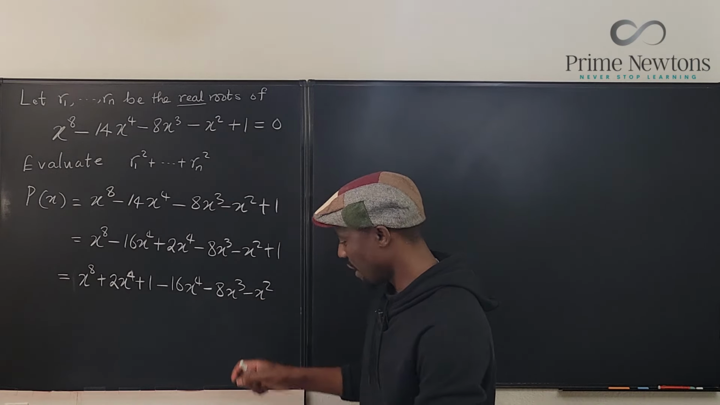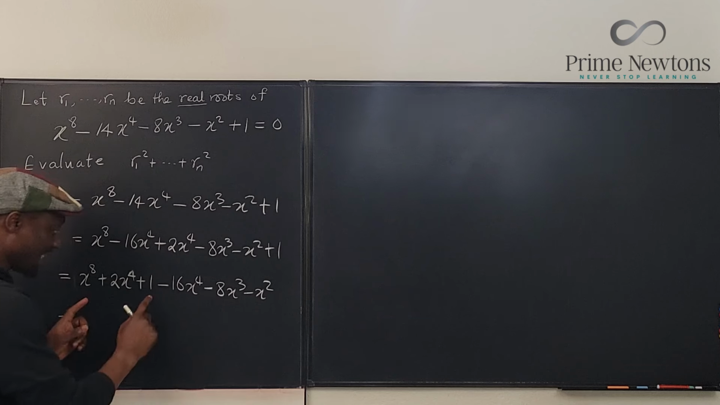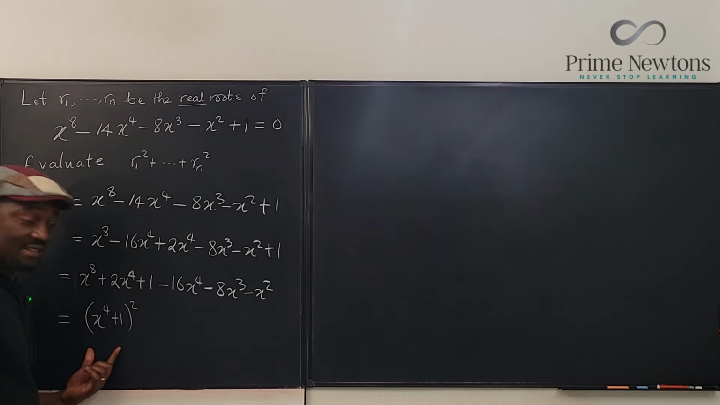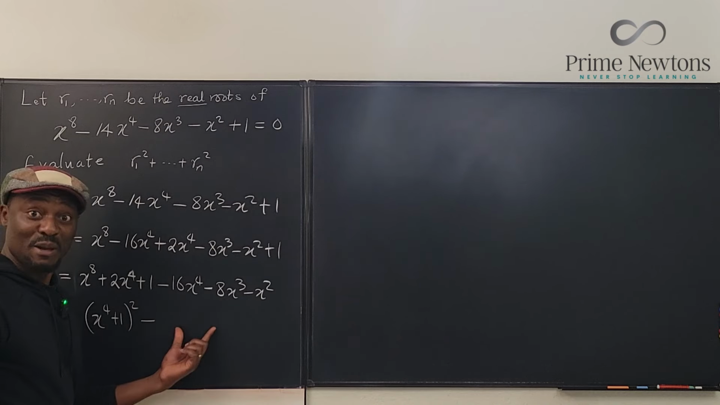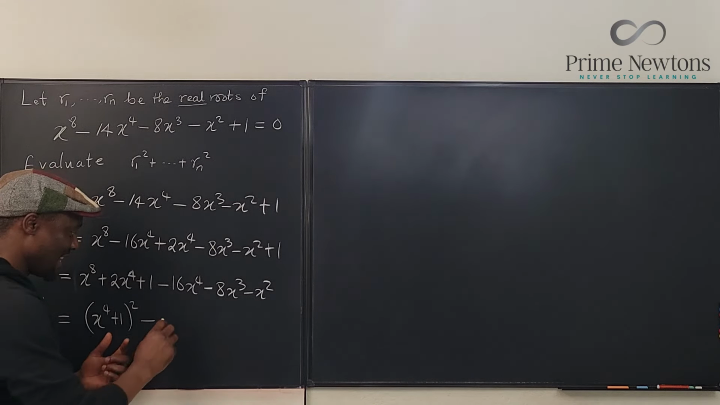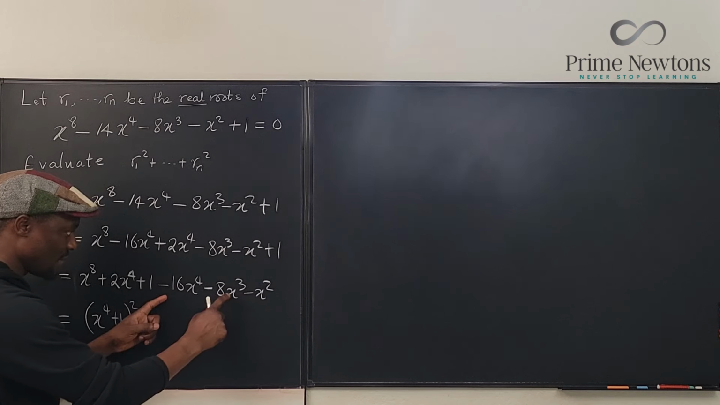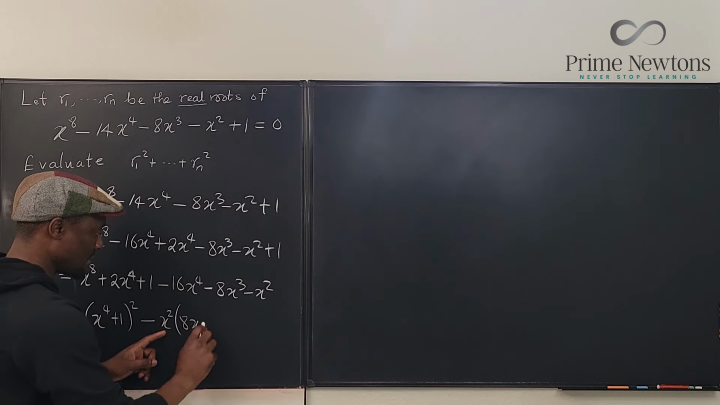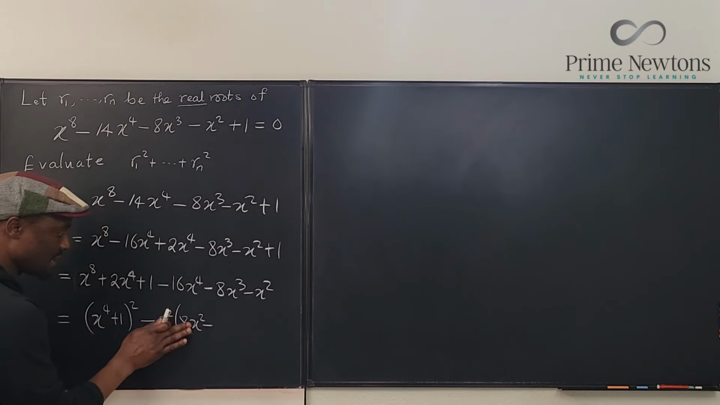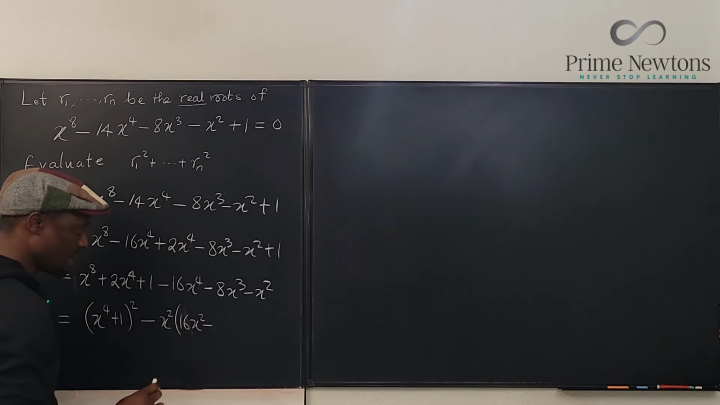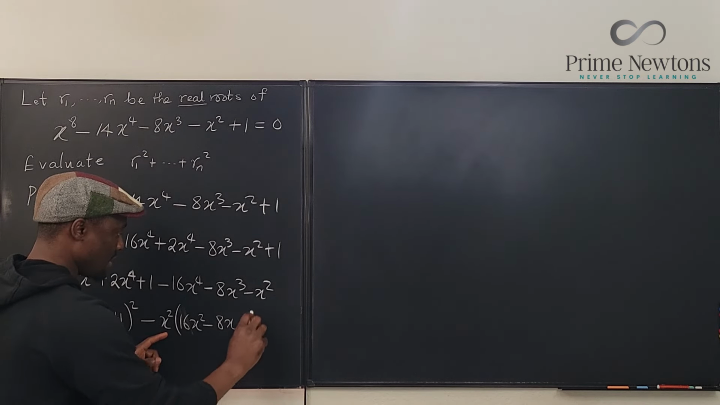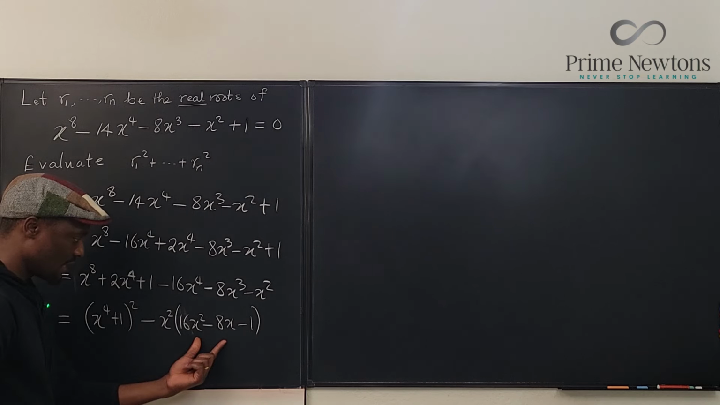What can I factor out? Oh, I can factor out x squared here. So here, this clearly is a perfect square. This is clearly x to the 4th plus 1 squared. Always look for things like this, okay? Minus, it's possible I'm going to get something on this side also. What can I factor out? There's no 2, okay, I can take out x squared. And then I have, no, it's not 8, it's 16x squared minus 8x minus 1.